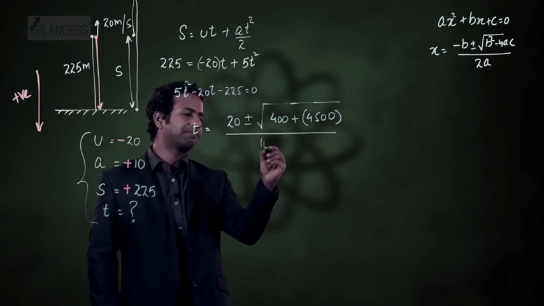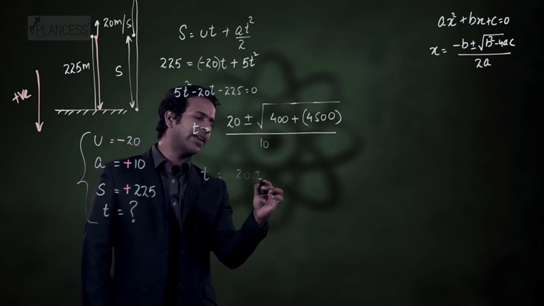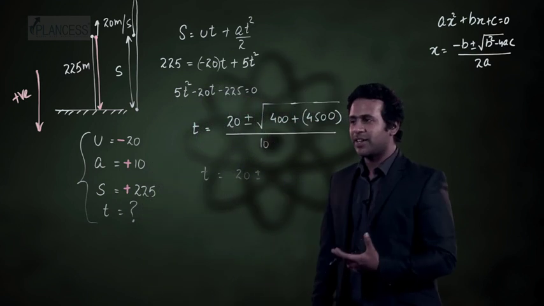So t is equal to 20 plus minus the square root of 4500 plus 400, which gives you 4900, the square root of which is 70.